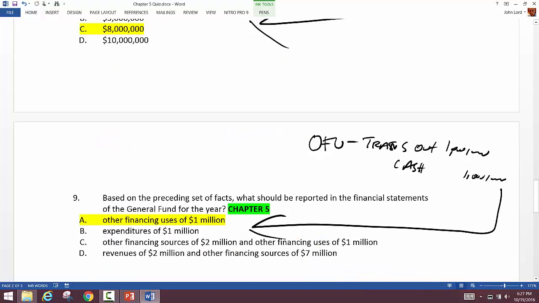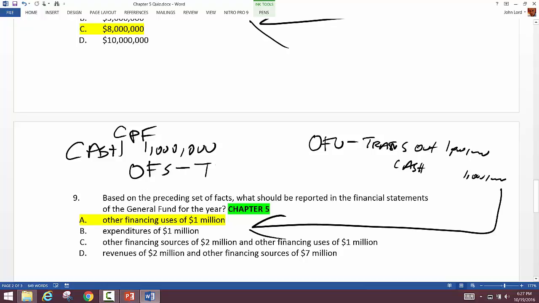So it's the other financing uses. It means you're transferring out $1 million in cash, out of the general fund into the capital project fund. So in the capital project fund, we will simultaneously debit cash for $1 million and credit other financing sources, and this is going to be a transfer in, isn't it? For $1 million, right?